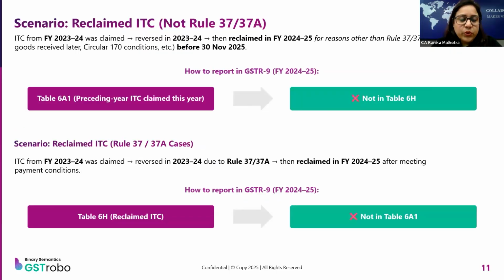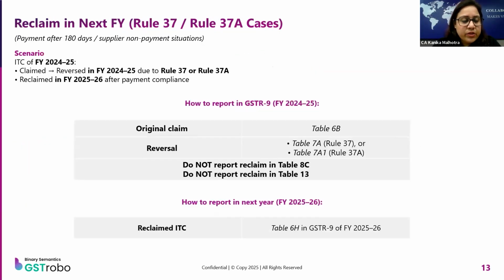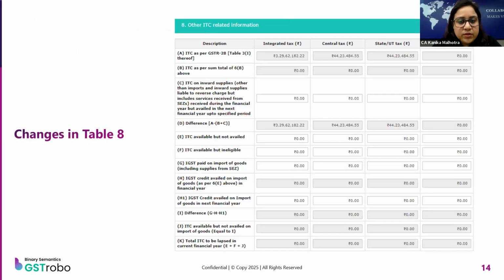Thank you. So till now, we have discussed all the scenarios that could have implicated your tables 6, 7, and 8 with all types of situations, right? Now coming on to table 8, as you can see, table 8A reflects your GSTR 2B ITC, what all ITC has been reflected in your 2B.